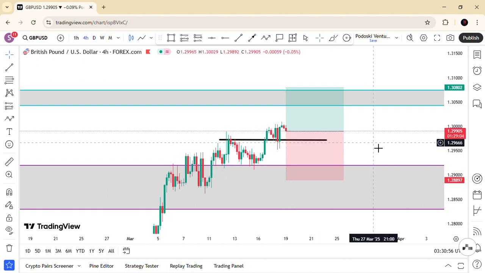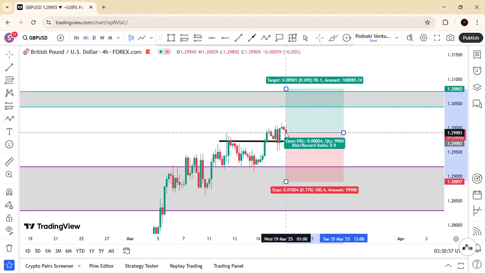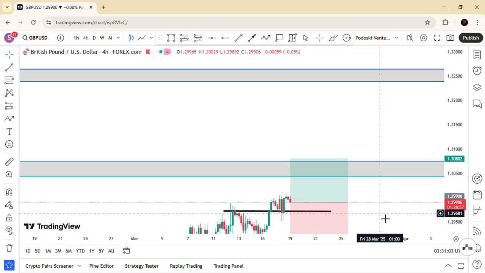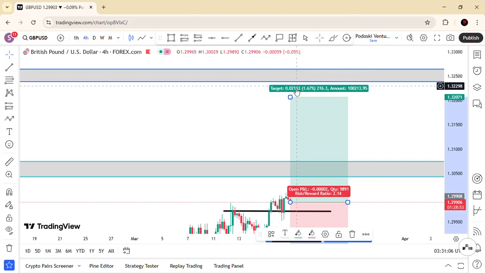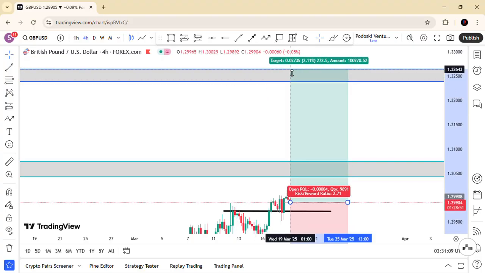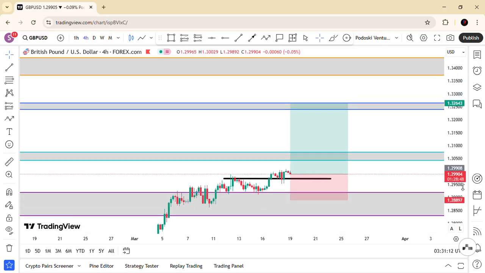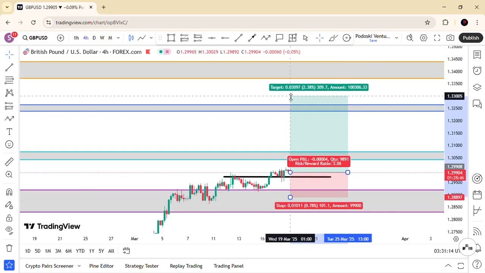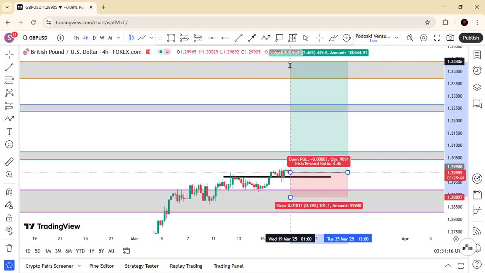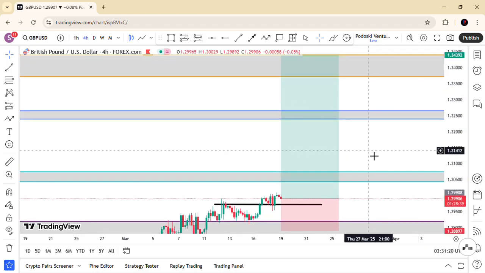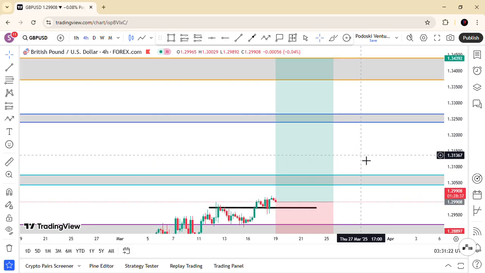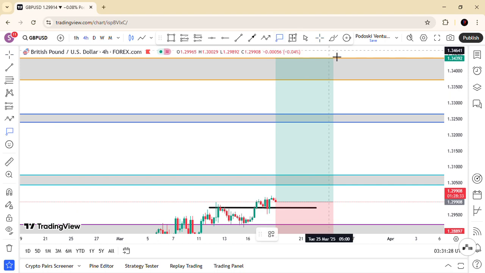Okay, so this will be the first signal on today's analysis, because we took an L yesterday. So we are going to the monthly. You hold all the way to the monthly supply zone. So this is the signal on GBPUSD.